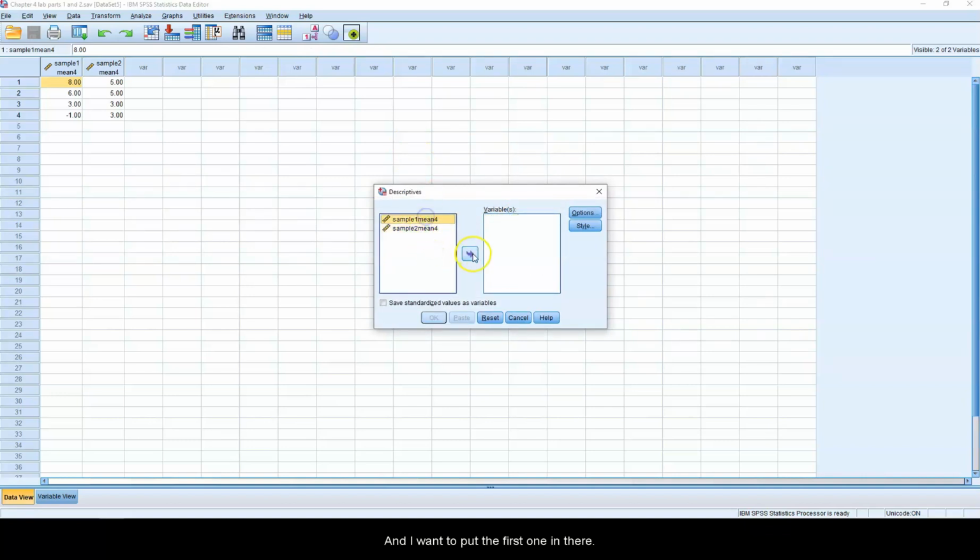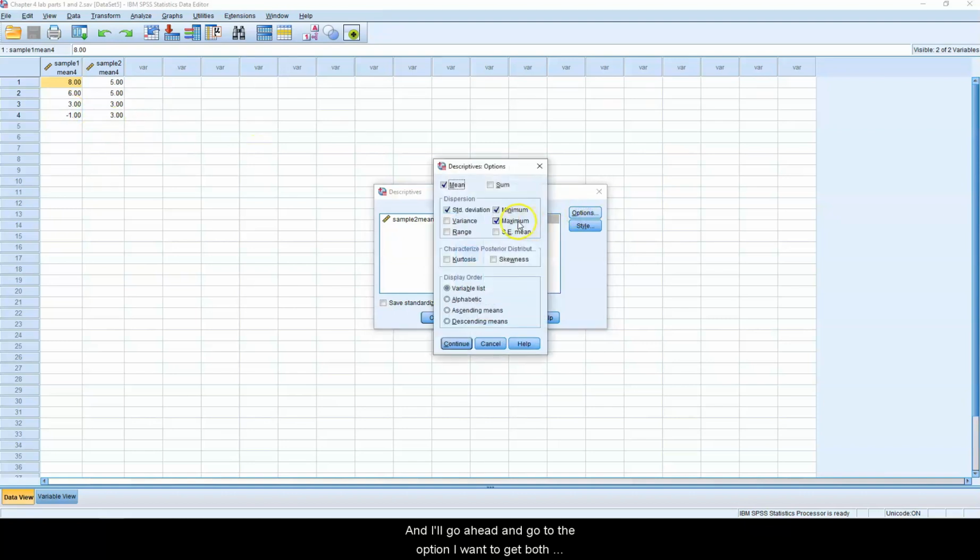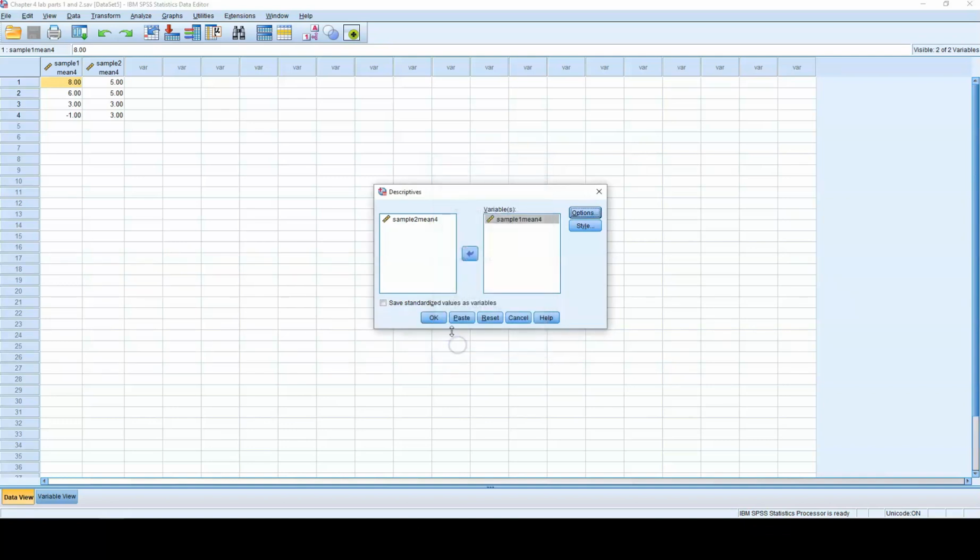And I want to put the first one in there, sample 1 with a mean of 4, which this had, 16 over 4. And I'll go ahead and go to the options. I want to get both the standard deviation and the variance. I want to list both those things. And click OK. I'd like to see both of them, please. And hopefully it's going to be precisely the same as we just saw.